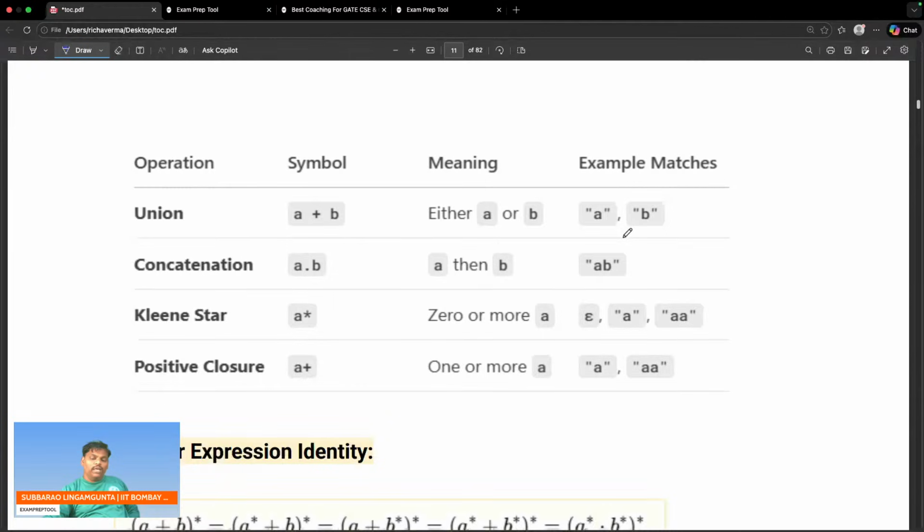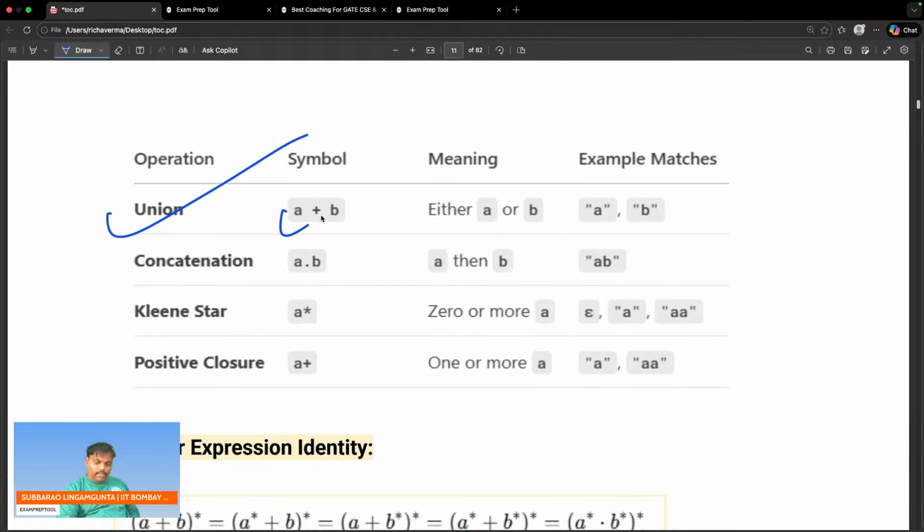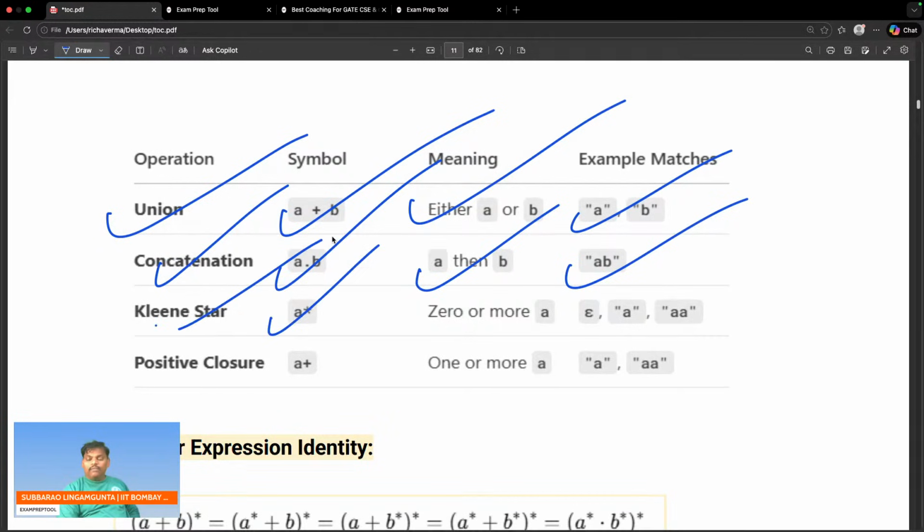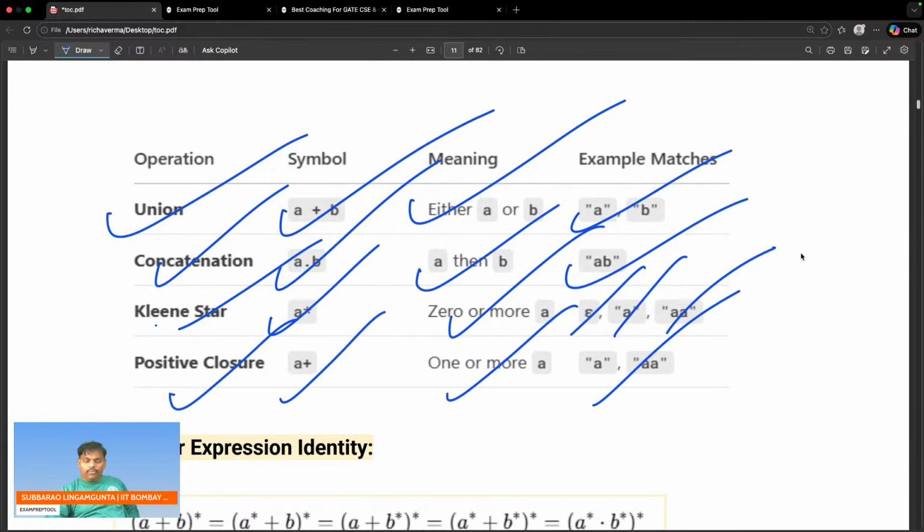Can you see this table one time? Union, a plus b, a or b. Concatenation, a dot b, that means a then b, meaning ab. Kleene closure, a star, means zero or more times of a, so epsilon, one a, two a's, and so on. Just one more time in the form of a table.